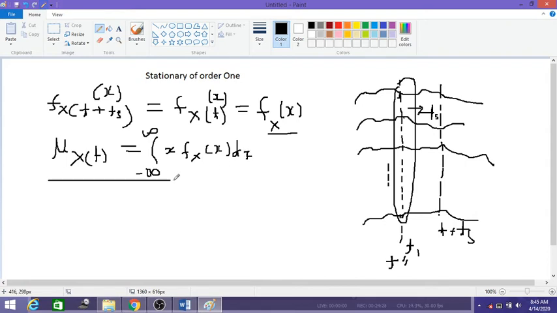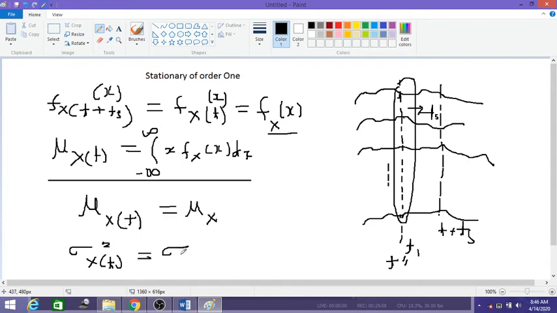Now this is an expectation of a random process, and the expectation of a random process is nothing but the mean. If it is free of time or independent of time, then mu_X(t) will become a constant. So it will become mu_X, similar to the mean of a random variable. Likewise, the variance also becomes independent of time, so sigma_X(t) squared will become sigma_X squared. These are the important points. If a random process is stationary, then its mean and variance become constant. That is what we have to remember here.